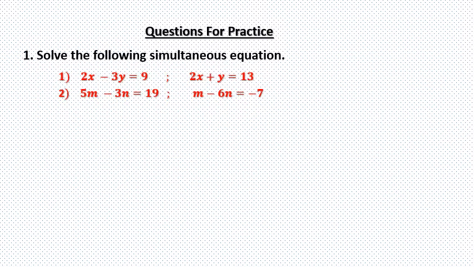Now, questions for practice, that is assignment and homework for you. Solve the following simultaneous equations. First equation: 2x minus 3y equal to 9, 2x plus y equal to 13, that is question number 1. And question number 2: 5m minus 3n equal to 19, m minus 6n equal to minus 7. You have to solve these two questions in your homework book.